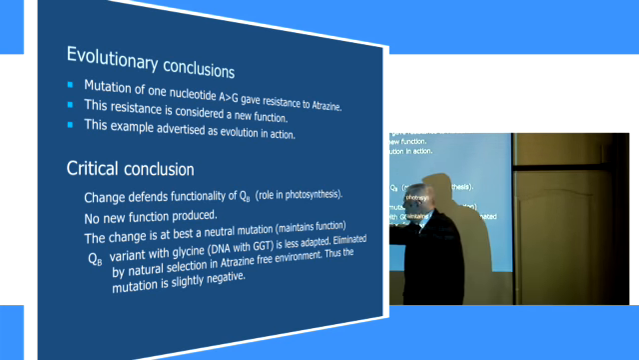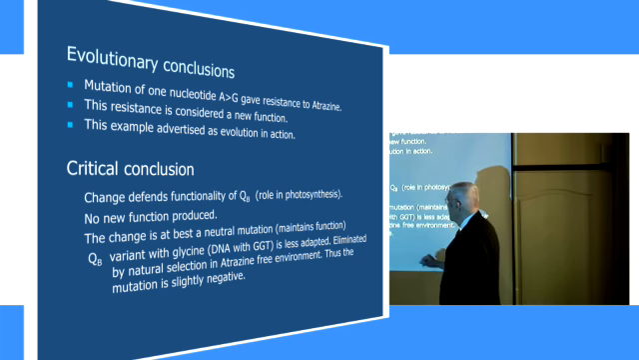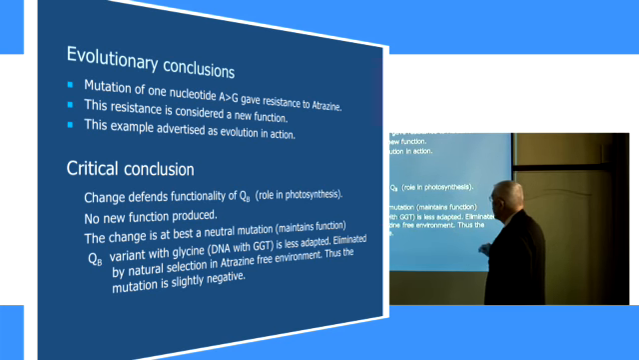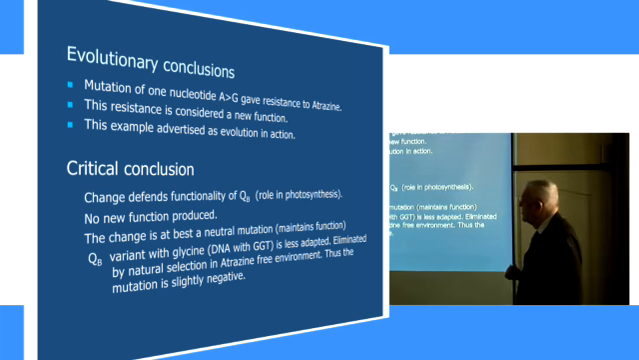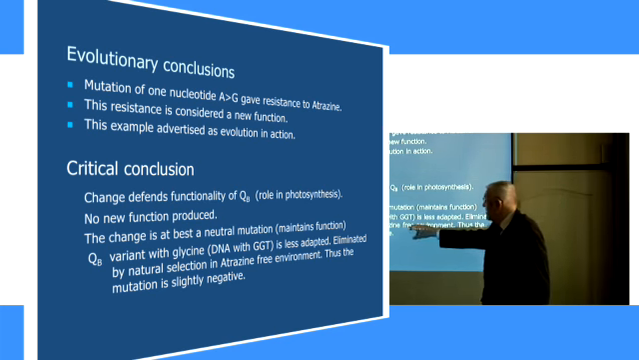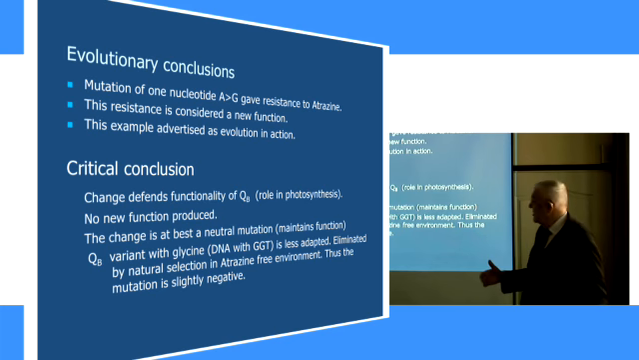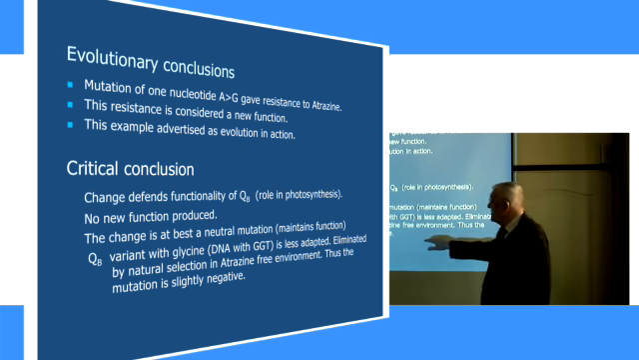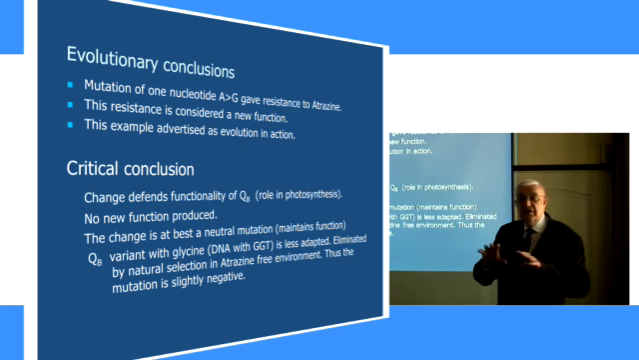The protein QB with the variant with glycine, that is in the DNA with the triplet GGT, is less adapted to life, because when atrazine is eliminated from the population, which is not used, the population returns back to the natural variant with serine. Thus, the mutation is in fact slightly negative. In nature, it is not preferred.